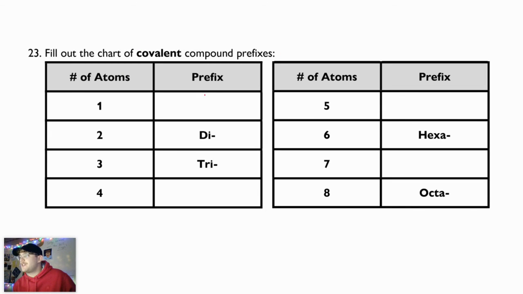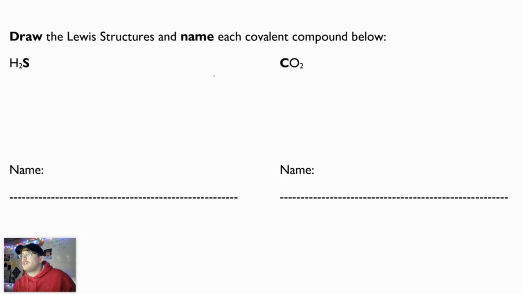All right, fill out the prefix chart. This one's in your notes. Okay, look this one up. And then drawing the Lewis structures. So we've kind of beaten a dead horse here. Draw the Lewis structures and name each covalent compound. So let's just take a look at this one.